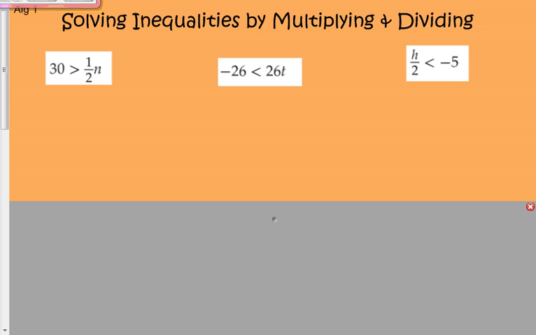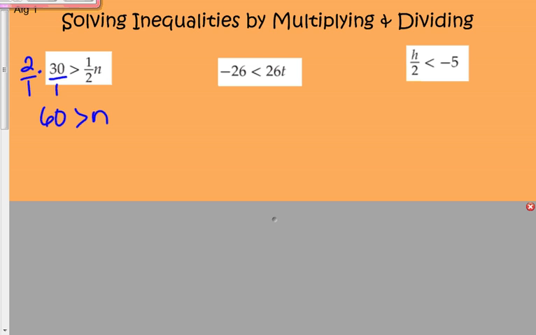So on the first one, we see 30 is greater than 1/2 times n. Whenever you see multiplication, you're going to do the opposite as division. But with a fraction, dividing a fraction means you flip and multiply it. So you're going to flip this 1/2 over and multiply 2/1 to the other side. And this is one way to solve it. And you just do 2 times, you put your 30/1. 2 times 30 is 60, greater than n.